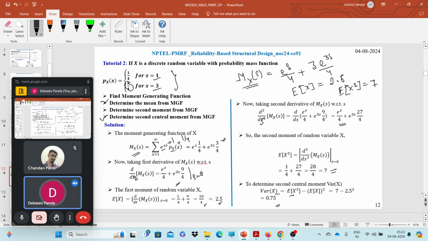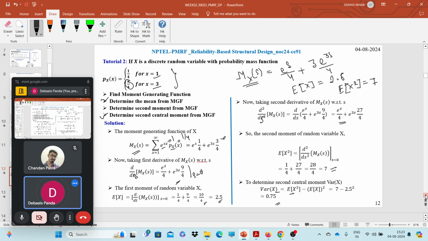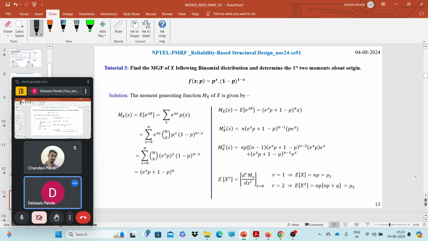Okay. So in this way, if a random variable is given with a PDF, we can first find the moment generating function, and from the moment generating function we can easily find the corresponding moments of the random variable. Okay, so let's quickly go through some well-known distributions.